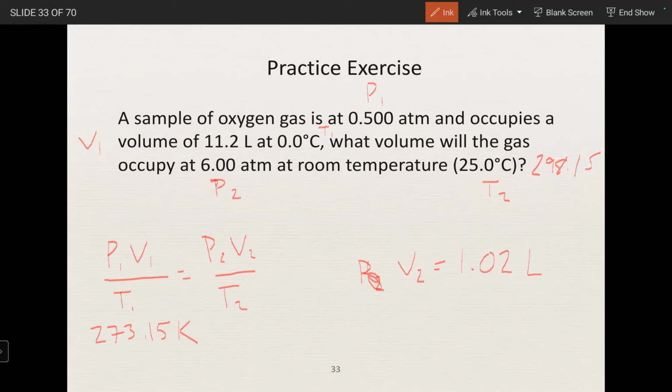So in this case, we'd have 0.5 times 11.2 liters on the top on the left side, divided by 273.15. We can then cross multiply by the second temperature, 298.15, and then we'll divide it by that 6 atmospheres to get V2 by itself there.